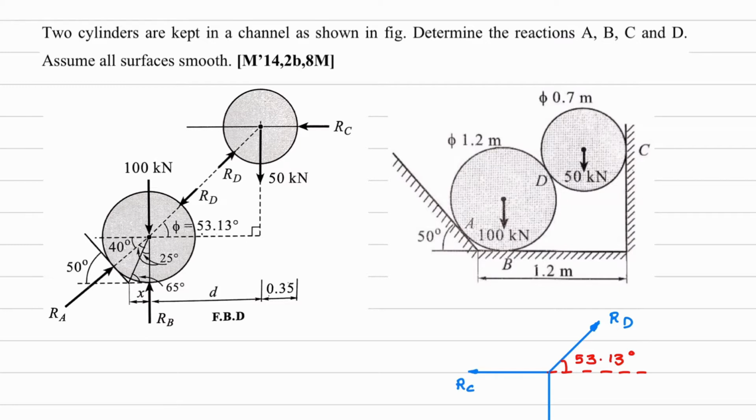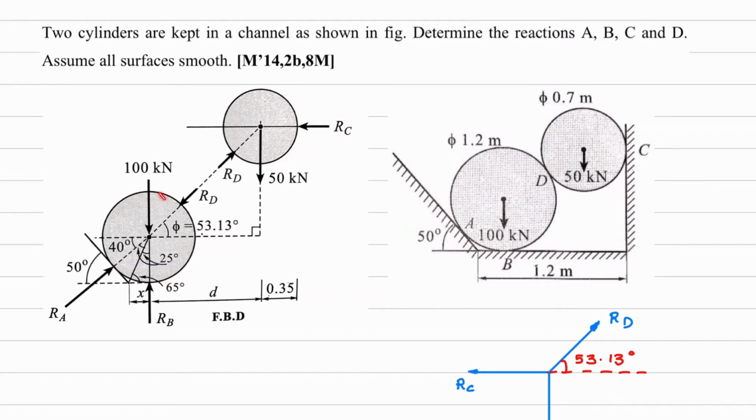Next we have RD over here. If you separate the two cylinders, you can see that this RD is acting on this cylinder, and this RD is acting on this cylinder. Both the RDs are equal in magnitude and opposite in direction. When you draw the FBD together, in that case the RD will get cancelled.